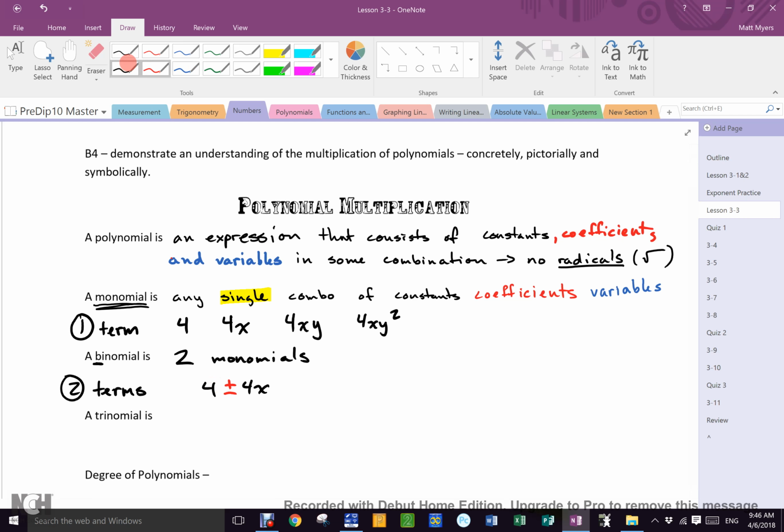What then is the third one? The trinomial with 3 terms. And what does that mean? That must mean 3 monomials. 4 plus or minus 4x plus or minus 4x squared. To tell me the value of that, you have to use all 3 terms. Does everybody understand? Excellent. Okay.